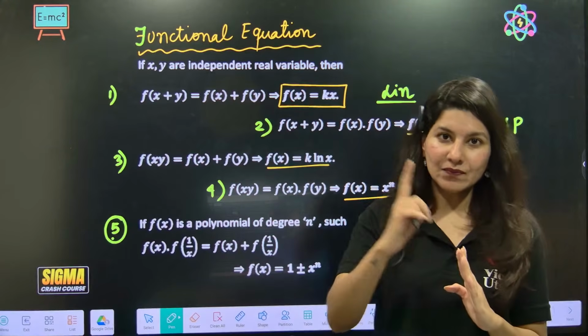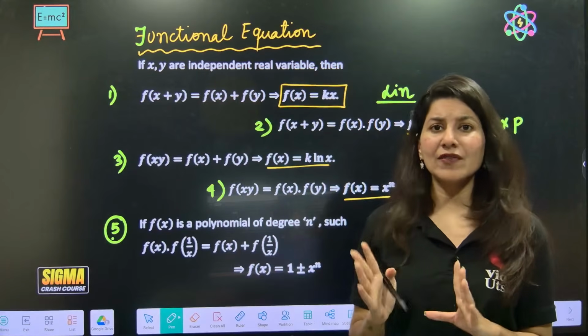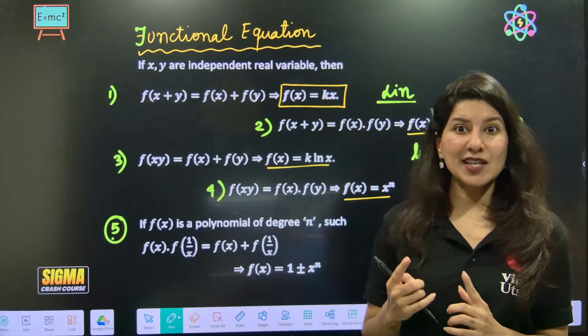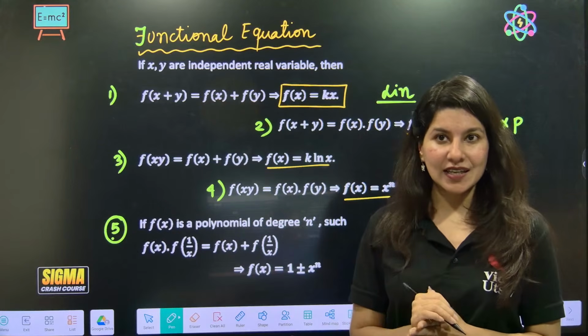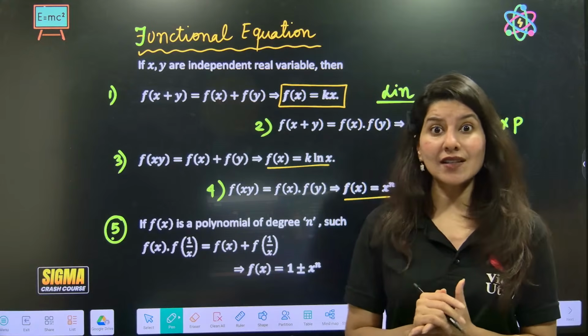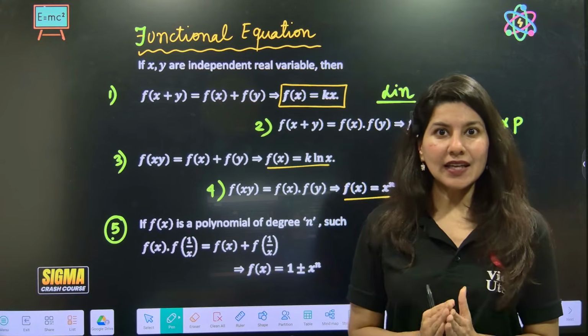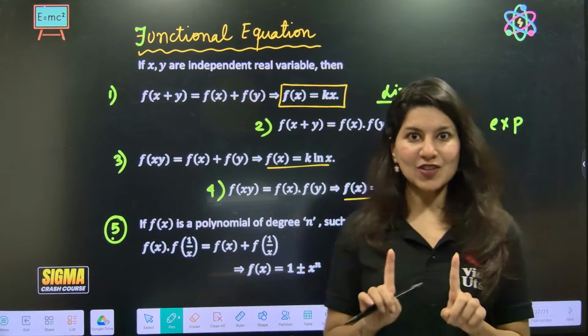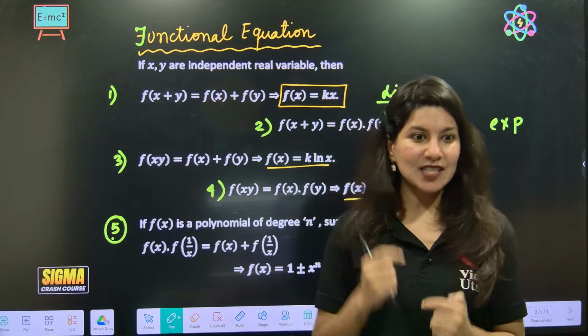Sum to sum, linear. Linear means f(x) = kx. Sum to product, ma'am, exponential, a^kx. Then product to sum, this time, ma'am, logarithm, k ln x. And then product to product, ma'am, polynomial, x^n. Are you able to recall it in this manner?